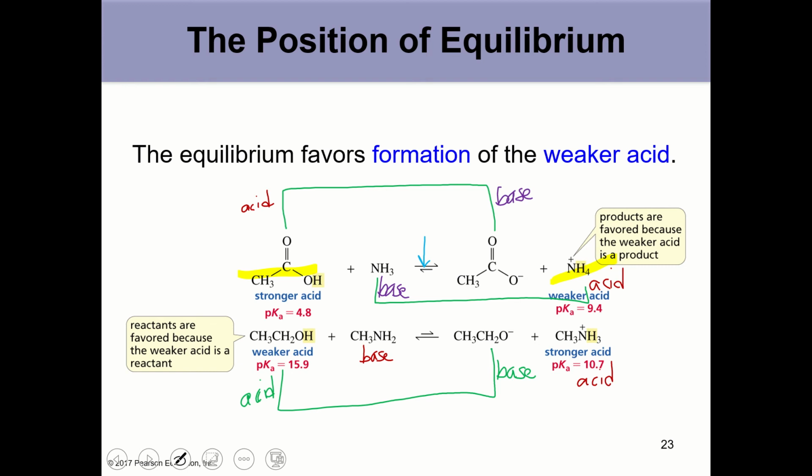Now that you've identified both acids, you compare their pKa's by either having memorized the pKa or looking it up. The pKa of the alcohol is about 16, and the pKa of the protonated amine is 11. 16 is greater than 11, so the formation of reactants in this case is favored.